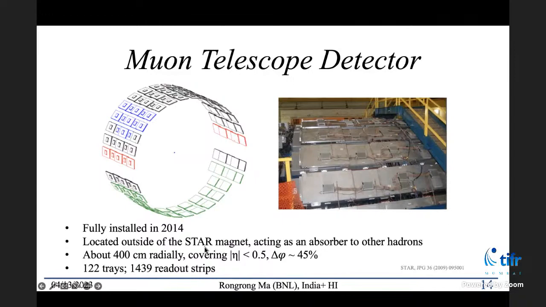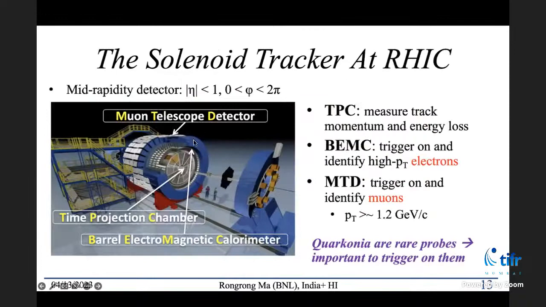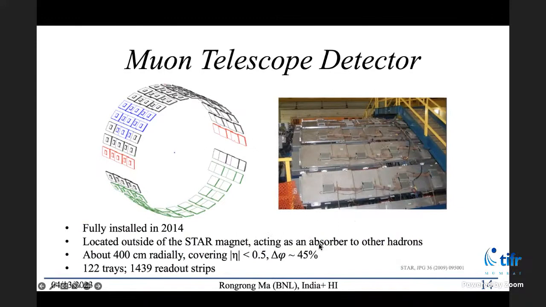This is located outside of the STAR magnet. On the previous slide, the blue is the STAR magnet, and the white stuff here is the MTD. The STAR magnet acts as an absorber for other hadrons. This is a technique you see all the time with a muon detector: you usually put a lot of heavy material in front of the muon detector to stop hadrons like pions, kaons, and protons. That's the major way to separate hadrons and muons. In STAR, as I said, the MTD was installed quite late in the project, so we don't really have any space to install specific absorbers for the MTD.